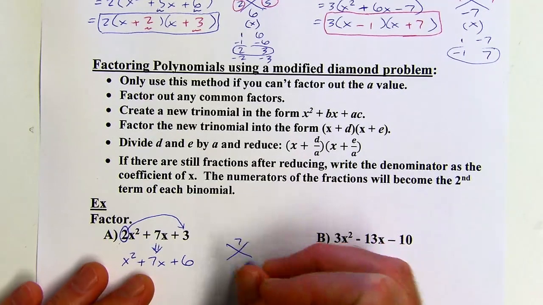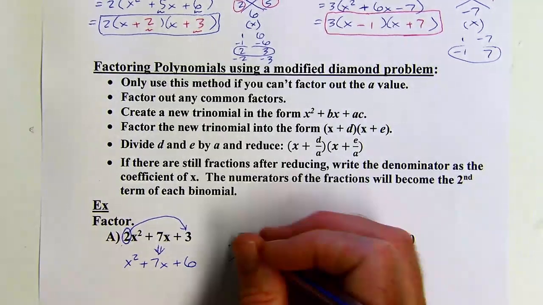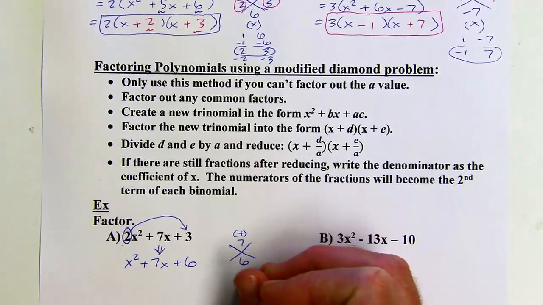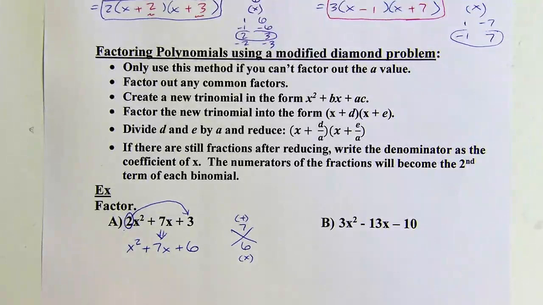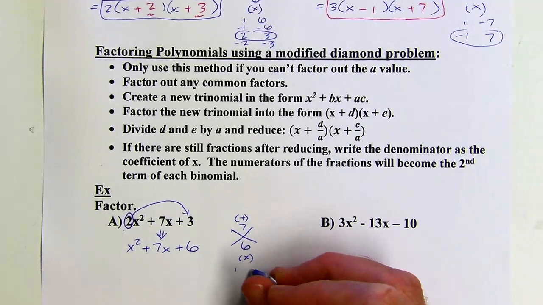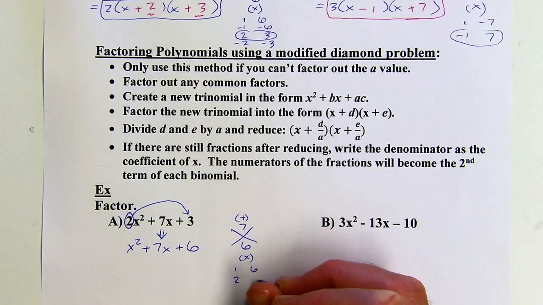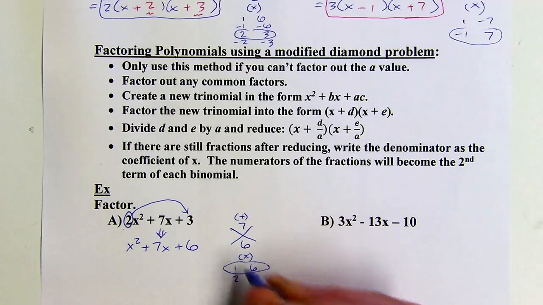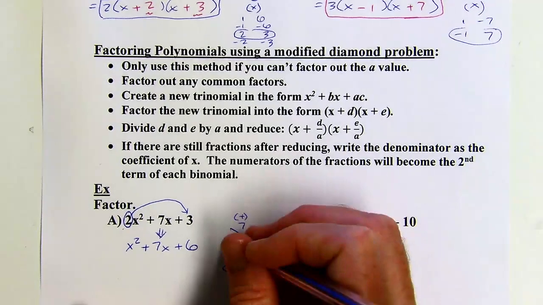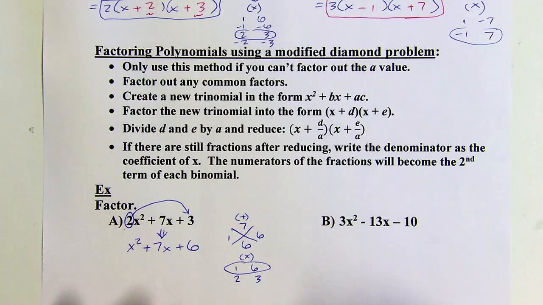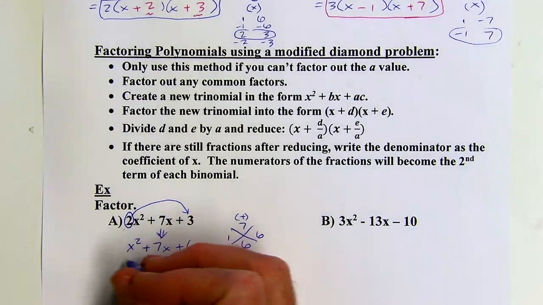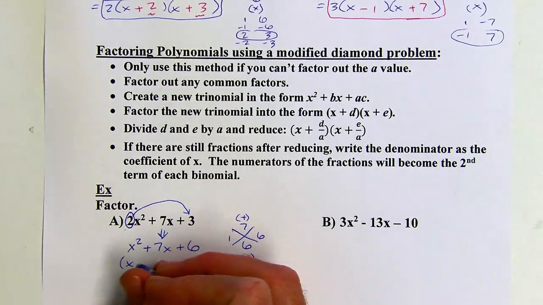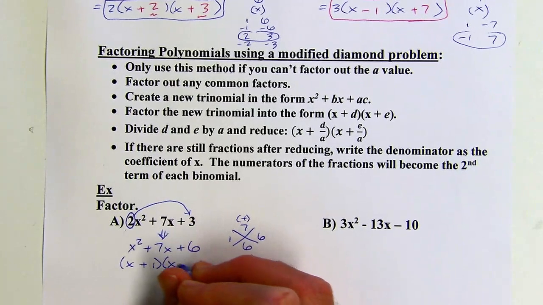And I'm going to use a diamond problem on that. So I'm putting a 7 up there and a 6 down there. Okay, and then I'm thinking how to multiply to get 6. I could use a 1 and 6. I could use a 2 and a 3. Or I could use the double negatives. But there's only going to be one winning combo, and that's 1 and 6 here. 1 times 6 is 6. 1 plus 6 is 7. Okay? So when I factor this trinomial, I'm going to get x plus 1 and x plus 6.